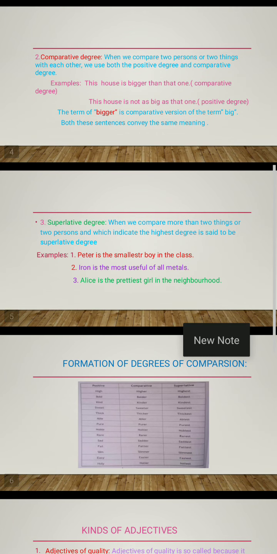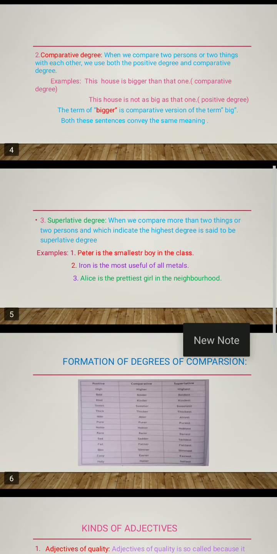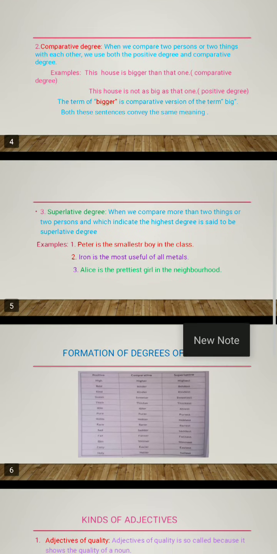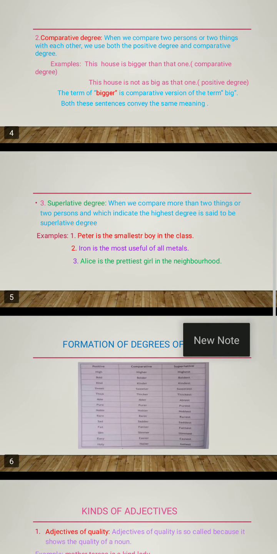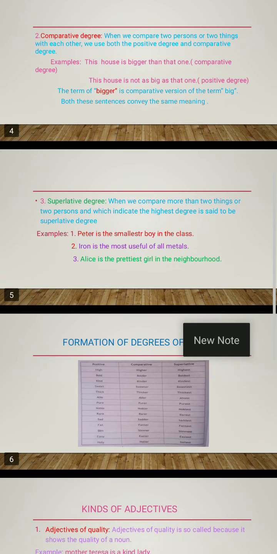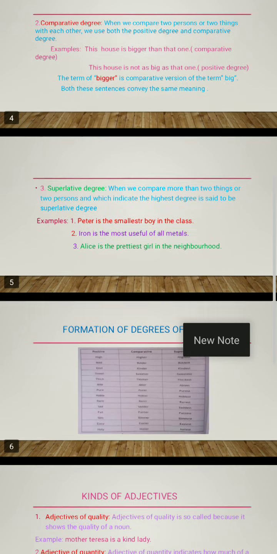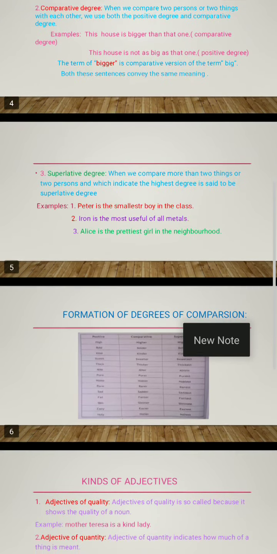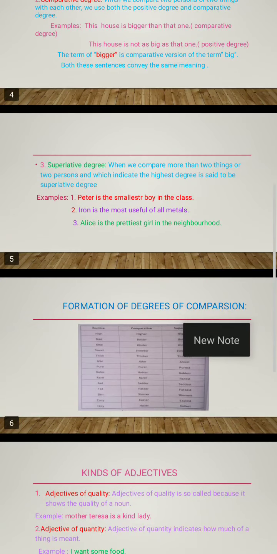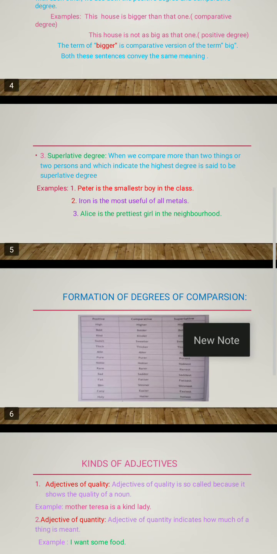Okay, next, this house is not as big as that one. So this is positive degree. Next, the term bigger is the comparative version of the term big.